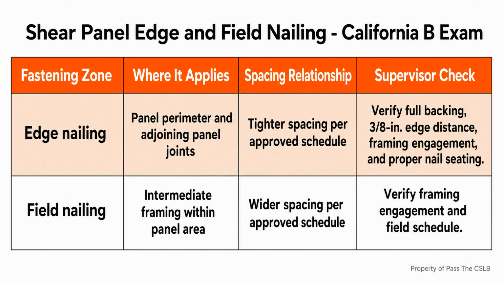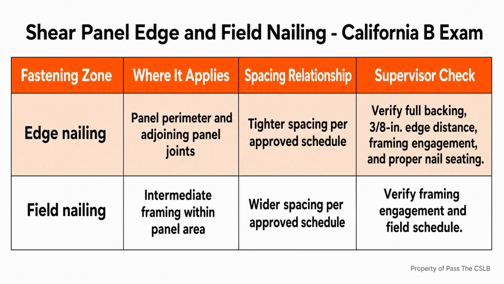Now let's get into it. A wood structural panel does not become a working shear panel merely because it is nailed onto a wall. The panel works only when force can move through a continuous chain of framing, fasteners, sheathing, plates, and anchorage. For field supervision, the heart of this lesson is simple.